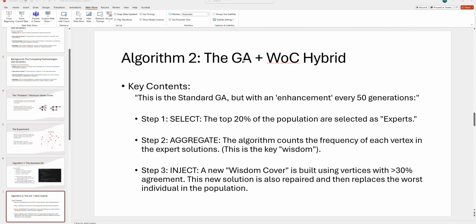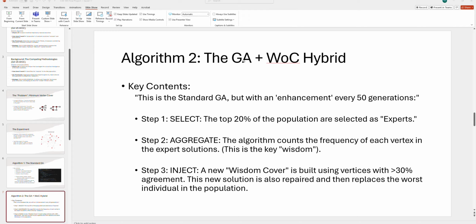Now we have our second algorithm, the genetic algorithm enhanced with the wisdom of the crowd hybrid. This is our smart competitor to our first algorithm, otherwise the exploiter. The philosophy here is that it reduces the dumb chance of randomness of the standard genetic algorithm and it injects it with some type of competency. It's identical to the standard genetic algorithm in the sense that it uses the same selection, crossover, and mutation, but it pauses the evolution every 50 generations to run a special enhancement.